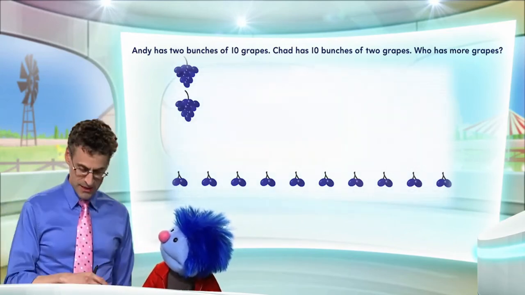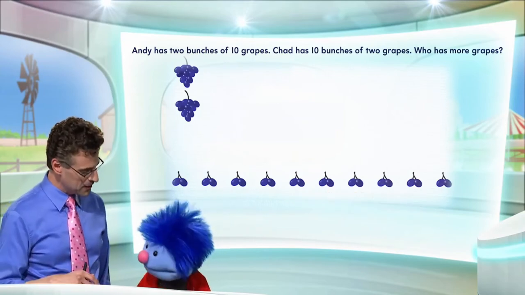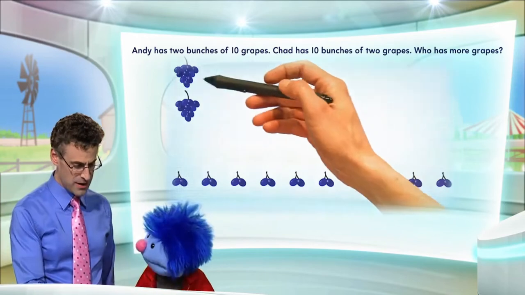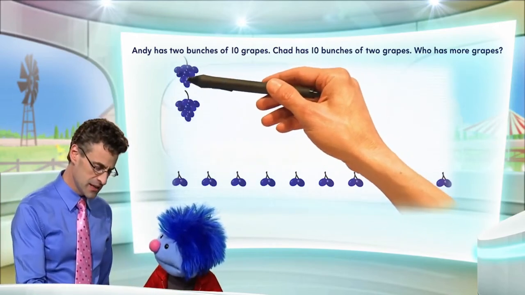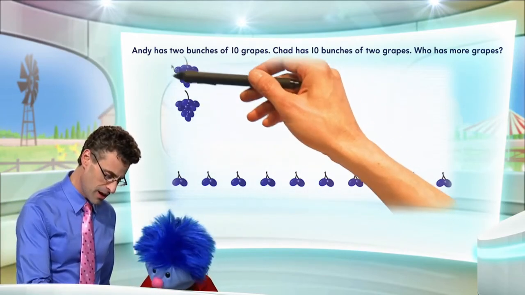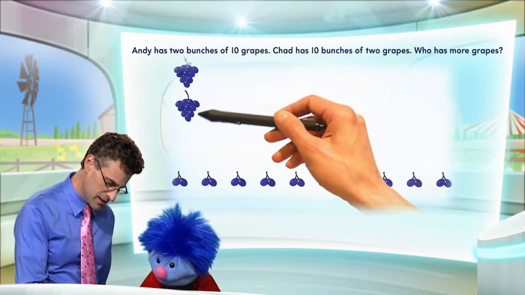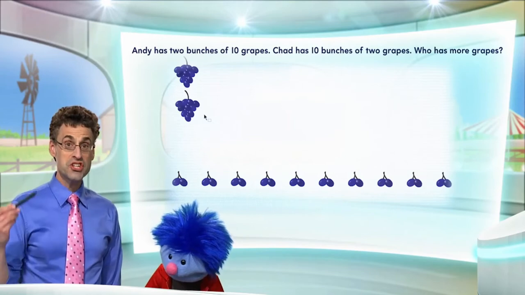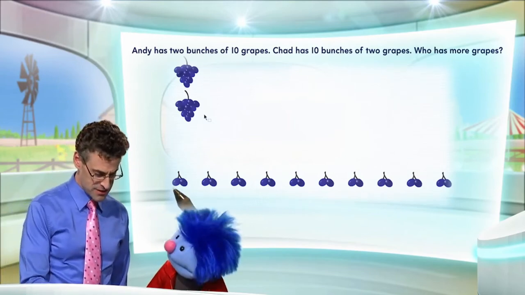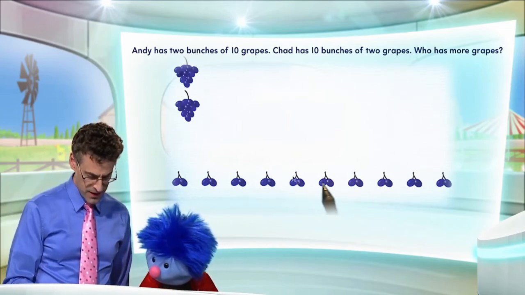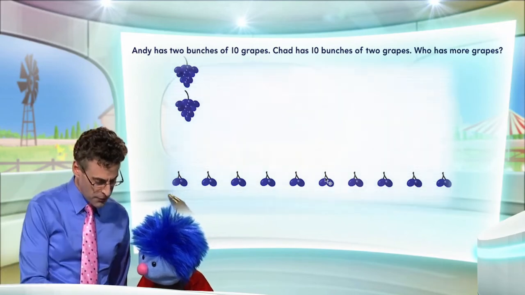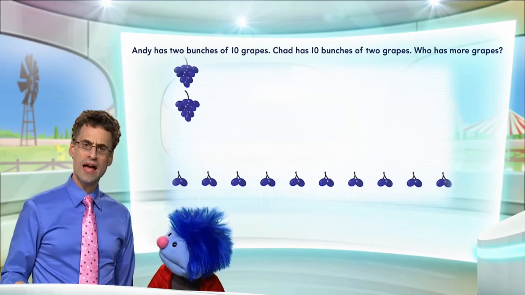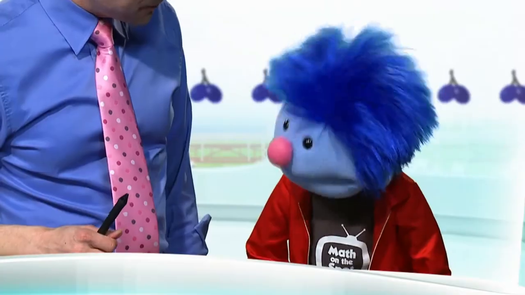I have a picture because often drawing a picture is a really great strategy to actually think about math. So, check it out. Here we have Andy's 2 bunches of 10 grapes. 10 grapes there, 10 grapes there, and we have 2 bunches. Meanwhile, Chad has 10 bunches, 1, 2, 3, 4, 5, 6, 7, 8, 9, 10, of 2 grapes each. So the question is, who has more grapes? It's hard to tell, isn't it?